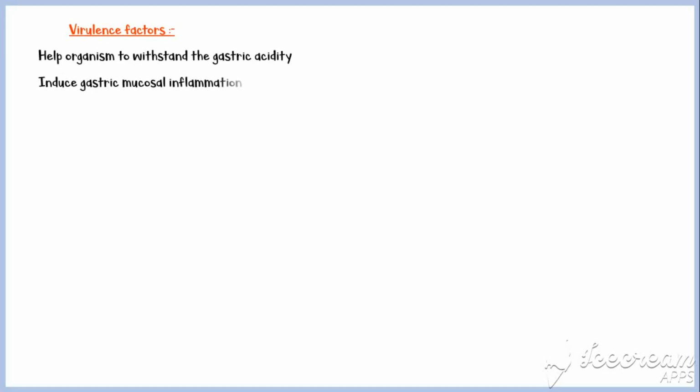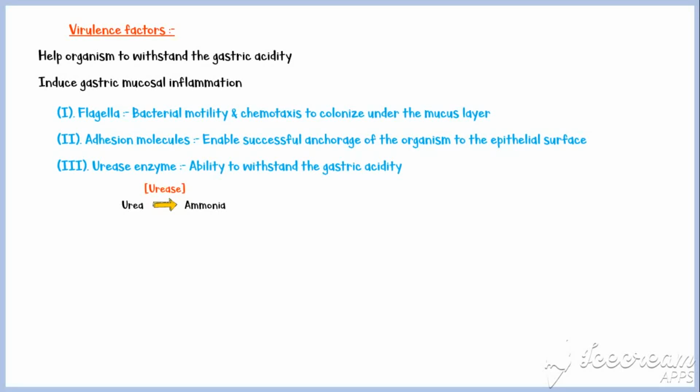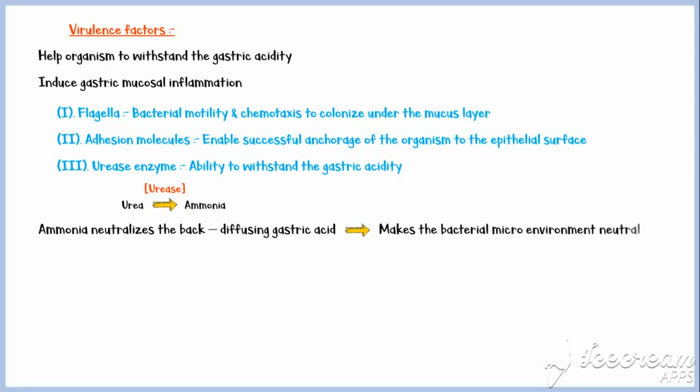Several virulence factors of Helicobacter pylori help the organism to withstand the gastric acidity and induce gastric mucosal inflammation. Flagella enable bacterial motility and chemotaxis to colonize under the mucus layer. Adhesion molecules enable the successful anchorage of the organism to the epithelial surface. The ability to withstand gastric acidity is due to the secretion of very potent urease enzyme. This enzyme hydrolyzes urea in the mucus layer and produces ammonia, which neutralizes the back-diffusing gastric acid. This makes the bacterial microenvironment neutral.